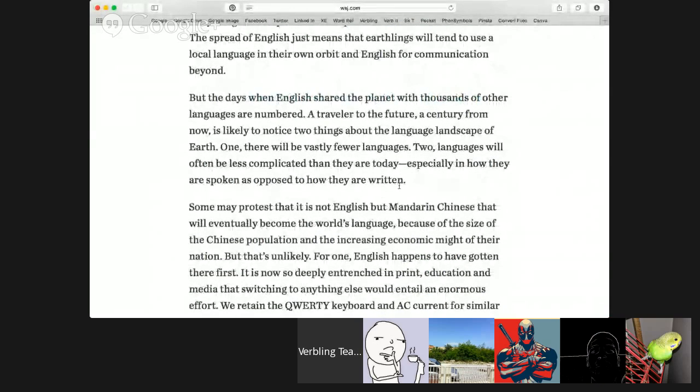But the days when English shared the planet with thousands of other languages are numbered. A traveler to the future, a century from now, is likely to notice two things about the language landscape of Earth. One, there will be vastly fewer languages. Two, languages will often be less complicated than they are today, especially in how they are spoken as opposed to how they are written.